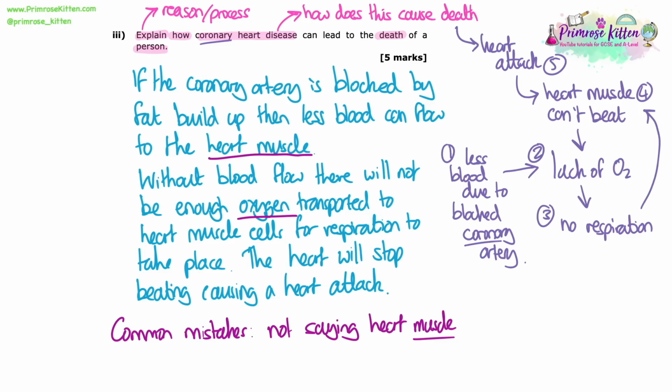So some common misconceptions and mistakes that people make when they write answers about this, especially about coronary heart disease, is not saying heart muscle, just saying blood going back to the heart. Because blood obviously enters the heart in all the different vessels for the job and the function of the heart, you have to say specifically that it's the coronary arteries that are taking blood to the heart muscle itself, and that's the part that can't beat.